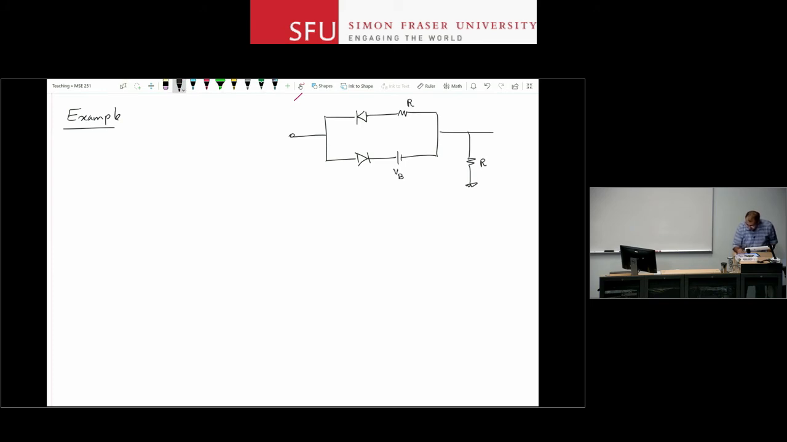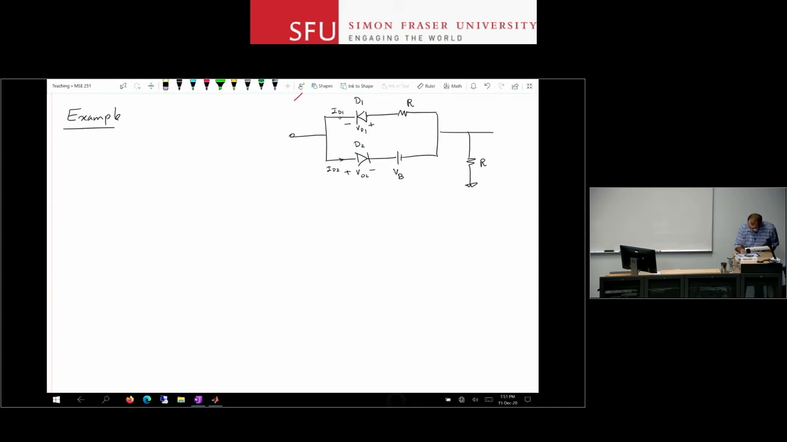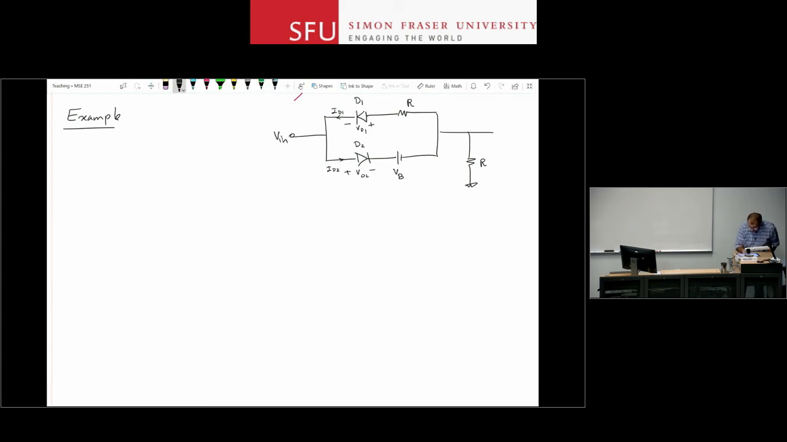Let's assume this is V bias, VB. Name the 2 diodes, D1 for the one on top, D2 for the one on the bottom. This is VD2, this is VD1, this is ID1 flowing in this direction, and this is ID2 flowing in that direction. The question asks you to plot the VD-ID relationship for this circuit.